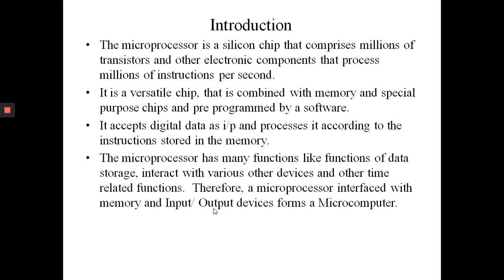The microprocessor is a silicon chip that comprises millions of transistors and other electronic components that process millions of instructions per second. It is a versatile chip that is combined with memory and special purpose chips and pre-programmed by software. It accepts digital data as input and processes it according to the instructions stored in the memory.